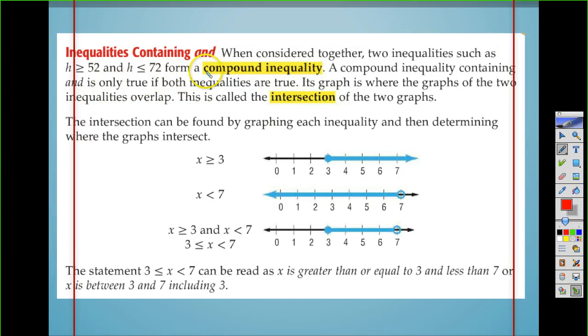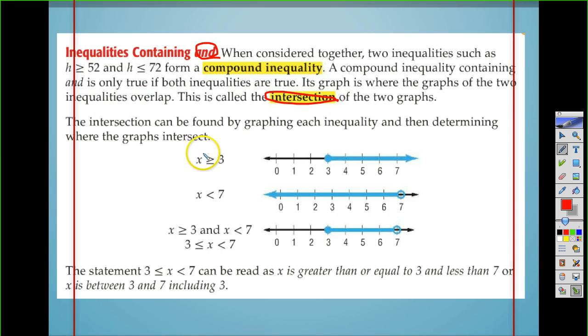Inequalities containing "and." All right, compound inequalities. Just like the example there, we had h is greater or equal to 52 and less or equal to 72. So when you graph this, there's going to be an overlap, and this is called the intersection.